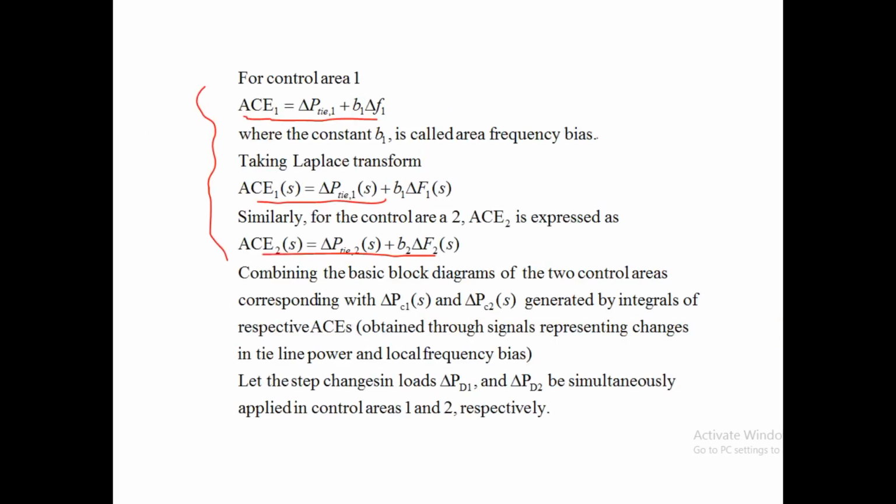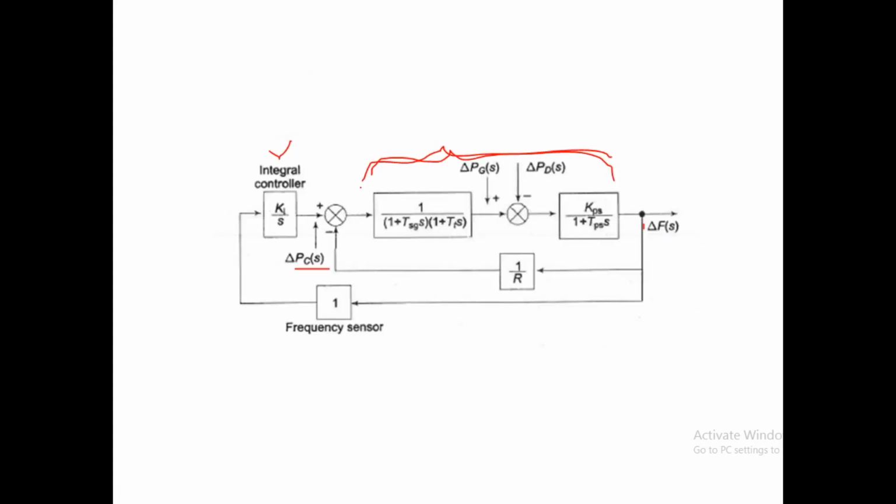So you can see here the area control error for 1. If we are considering 2 areas, the area control error for 1 is delta P tie 1 plus B1 into delta F1. Similarly, the area control error for 2 is delta P tie 2 plus B2 into delta F2. So you can see here this delta P tie 1 is taken, and this is delta F1 from the first block, and it is multiplied with B1 into delta F1. Both are added and given as area control error 1 for the first block. Similarly, delta P tie 2 is taken here, B2 into delta F2, both are added and given as an input to this integral block.